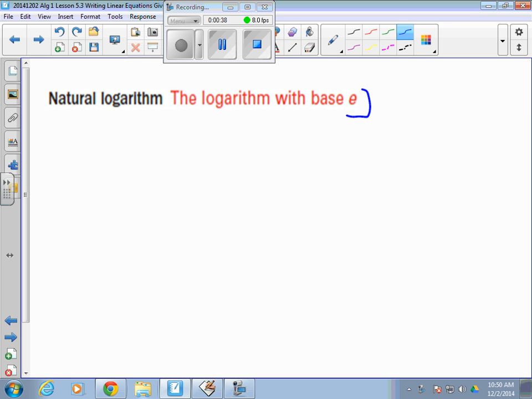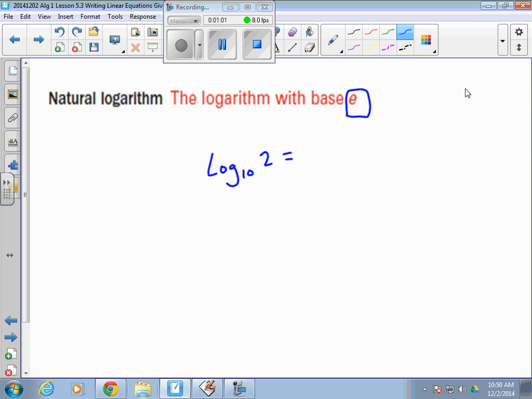This is another one of those special numbers like pi. And again, we'll introduce that. We'll talk very briefly about what e is. But instead of saying log for these, a log with base 10 is going to look like this. Log base 10 of 2 equals, so what that's saying is 10 to what power gives you 2?